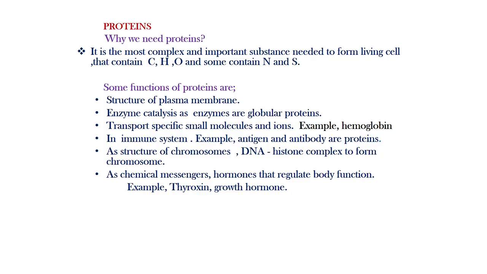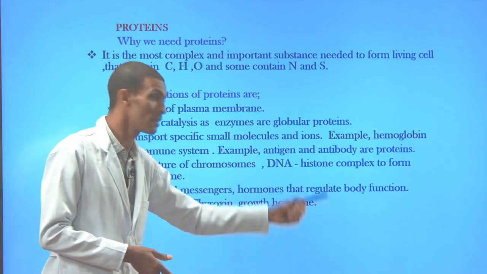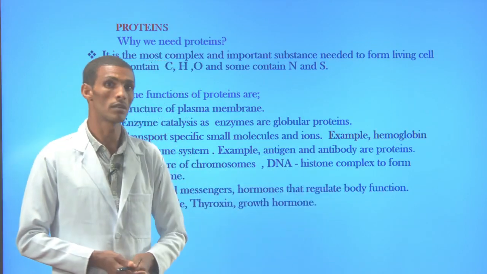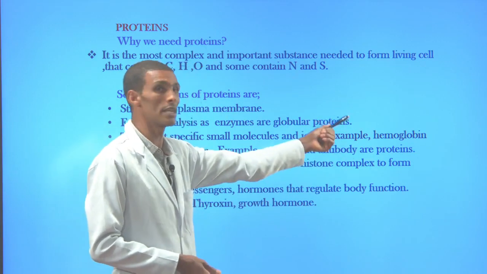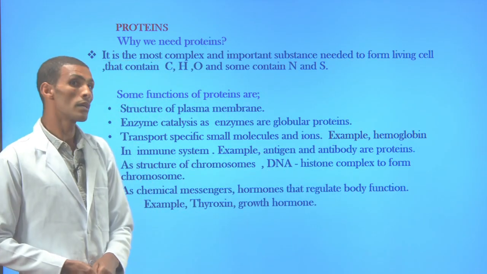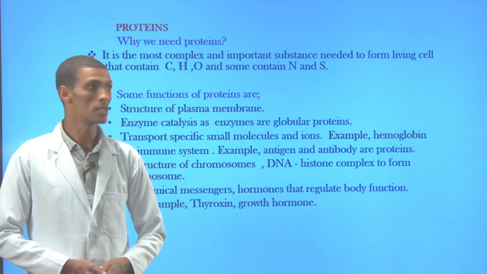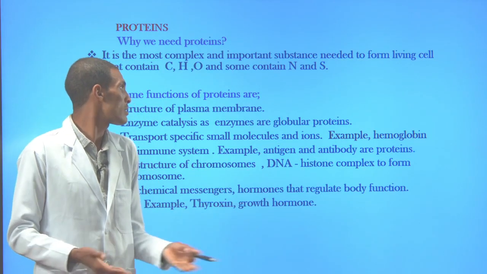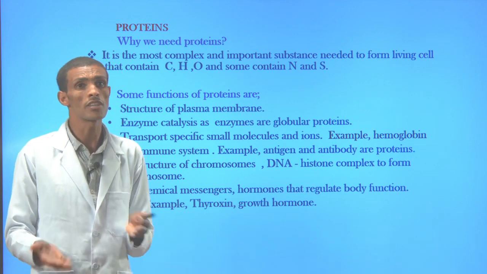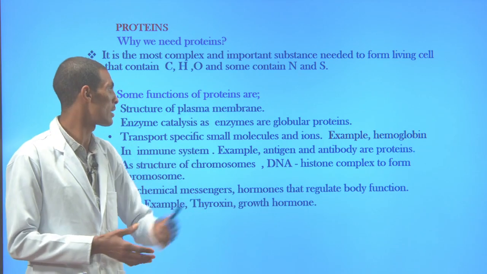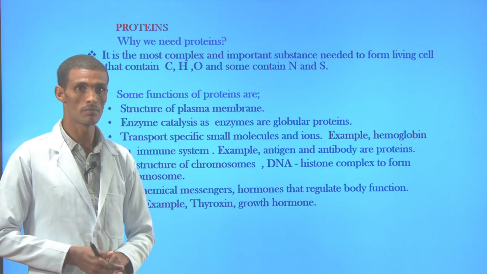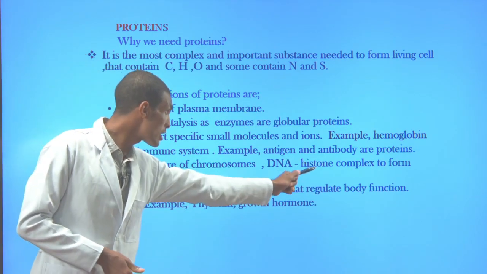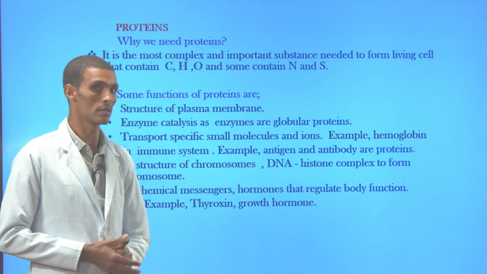Another, protein is very important in transportation of materials through the cell. For example, hemoglobin is a very important part which transports oxygen across the blood. Another, protein is very important in the immune system. When an antibody recognizes an antigen, the antibody, which is a protein again, recognizes the antigen. Protein is also very important as a part of chromosome, when DNA and histone protein complex to form a chromosome.